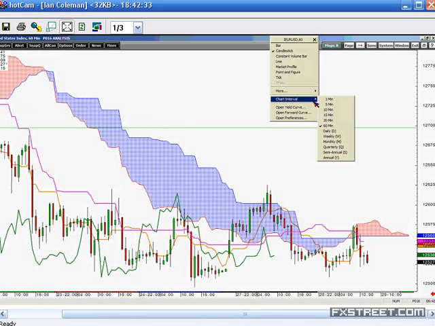Let's have a look at another currency pair. Any questions up to now? Where can I get Ichimoku cloud from?